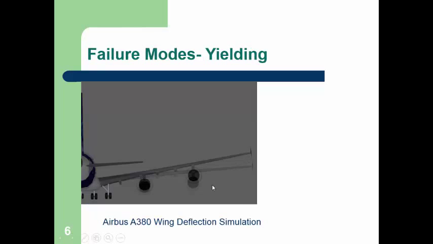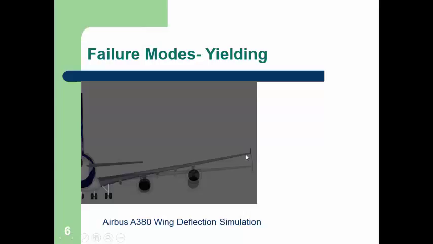Some interesting graphics here. This is the Airbus A380 wing deflection simulation, and we use this to talk about elastic versus plastic yielding in structures. So this wing structure, when you're sitting on the ground and you don't have lift on the aircraft, is in this configuration. But in flight, when the aircraft is essentially being held up by the wing structure, the loads on it deflect elastically the wing up to this point.